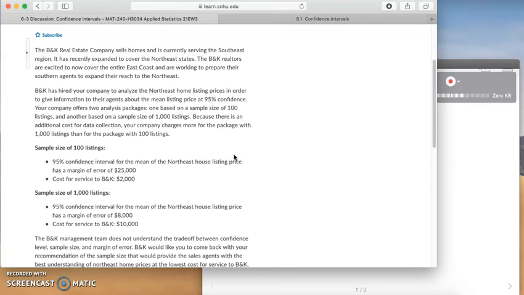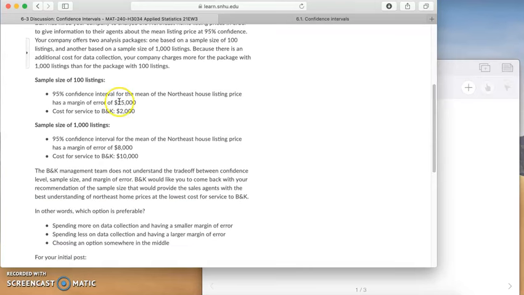Your company offers two analysis packages, one based on a sample of 100 listings and another based on a sample of 1,000 listings. Because there is an additional cost for data collection, your company charges more for the package with 1,000 listings than for the package with 100 listings. So, for the 100 listings, you have a 95% confidence interval for the mean of the Northeast house listing price that has a margin of error of $25,000. The cost for the service to B&K is $2,000. Then for the 1,000 listings, you have a 95% confidence interval for the mean of the Northeast house listing price that has a margin of error of $8,000 and a cost for service to B&K of $10,000.